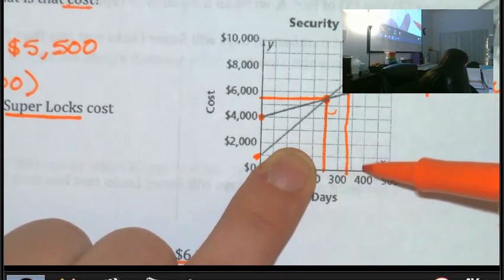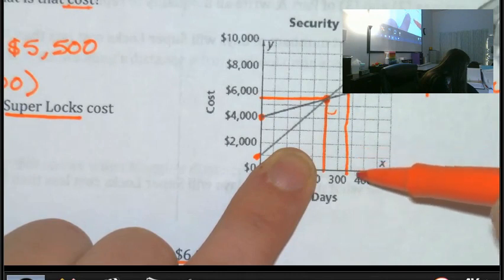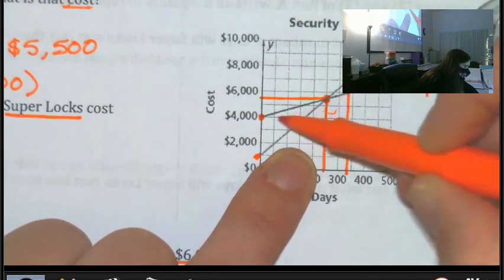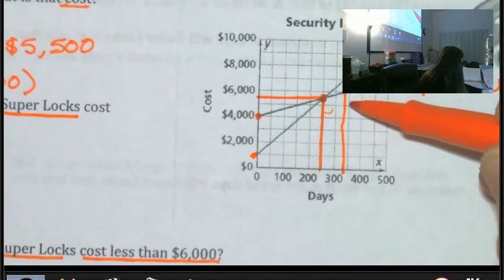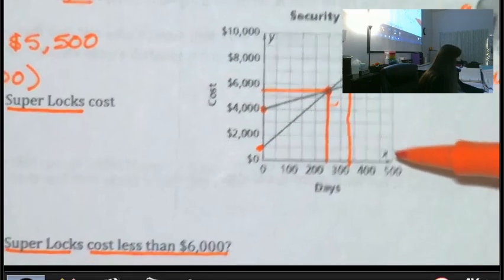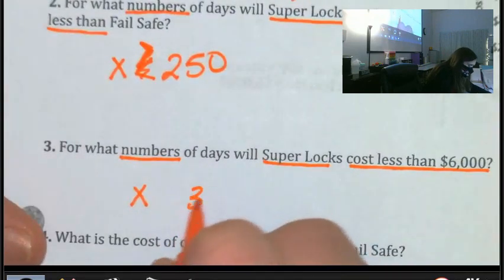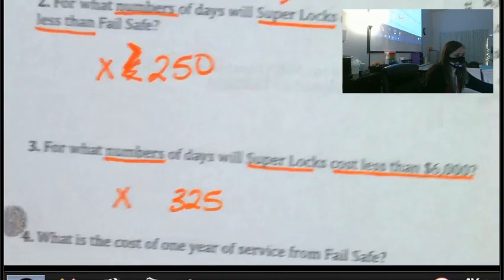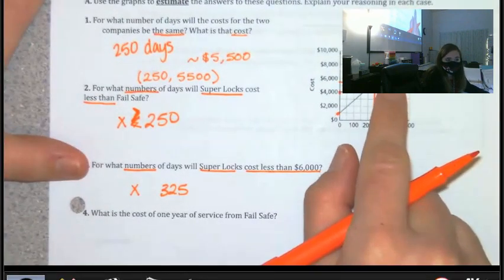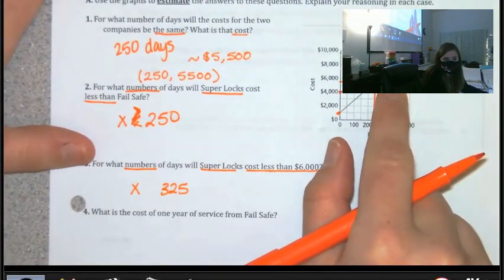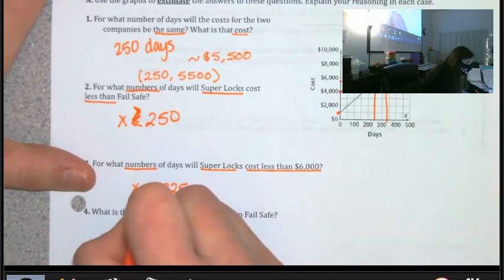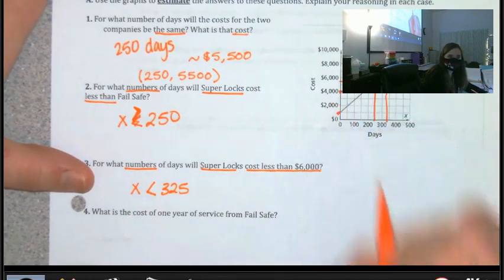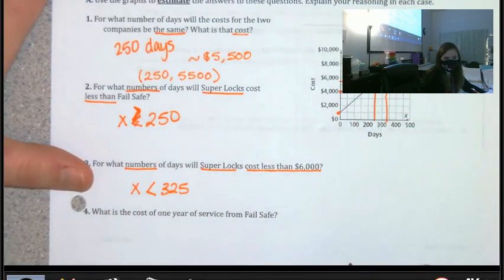About how many days would you guys say that it would cost less than 6,000? Sure, 325. Honestly, you guys can just throw out a number. All right. So for 325 days, because we see that that right there just roughly equals the 6,000, we need to say that it's going to be less than. So my alligator is going to eat the 325 because X has to be smaller.